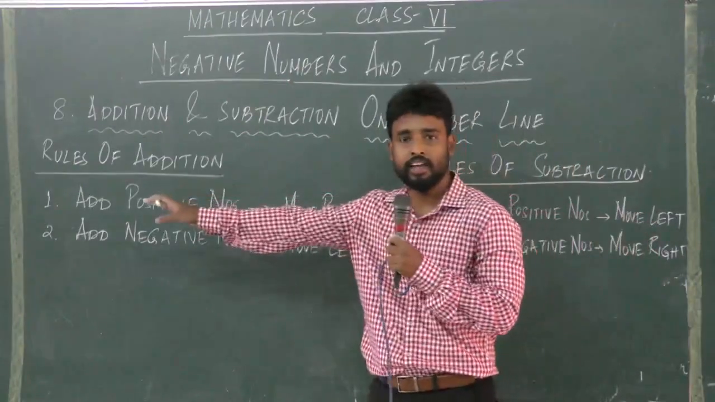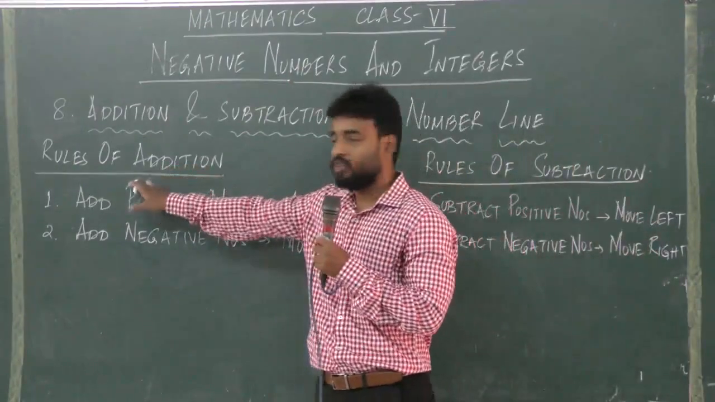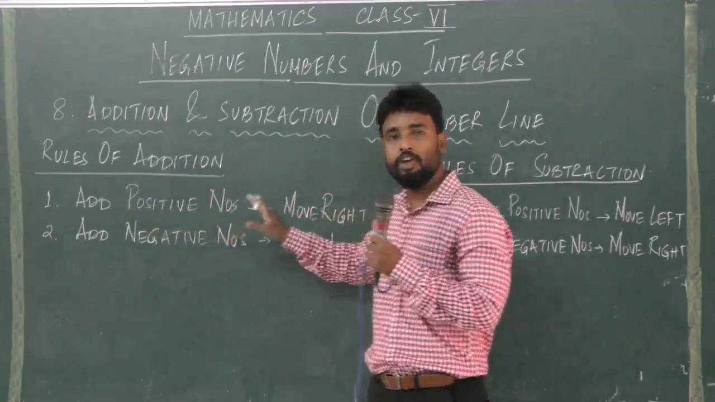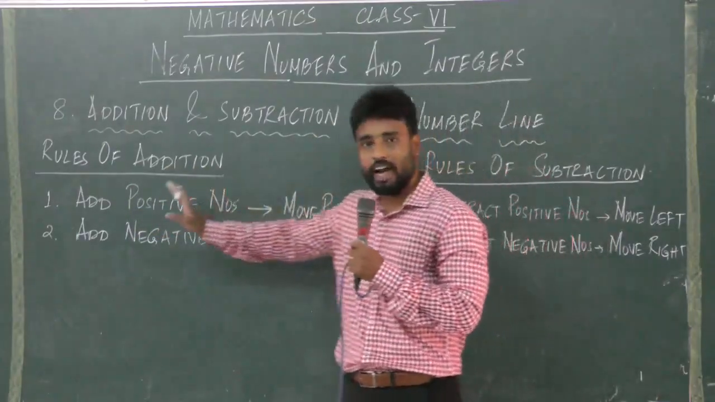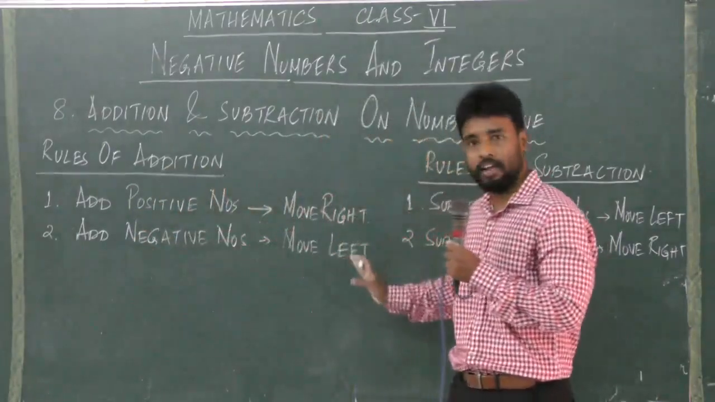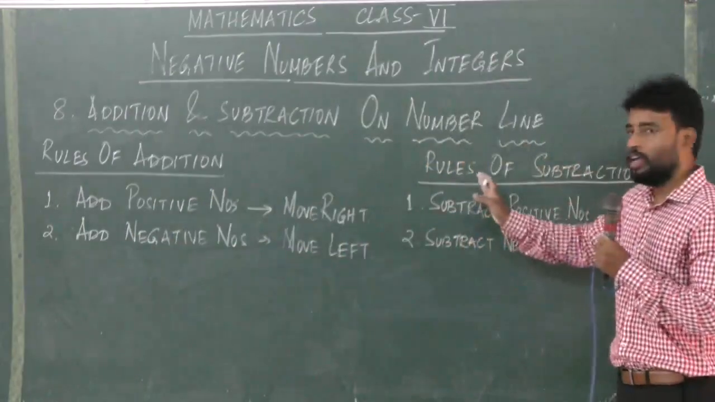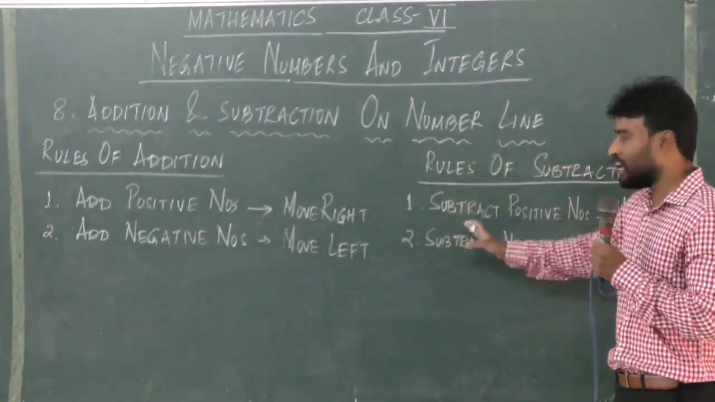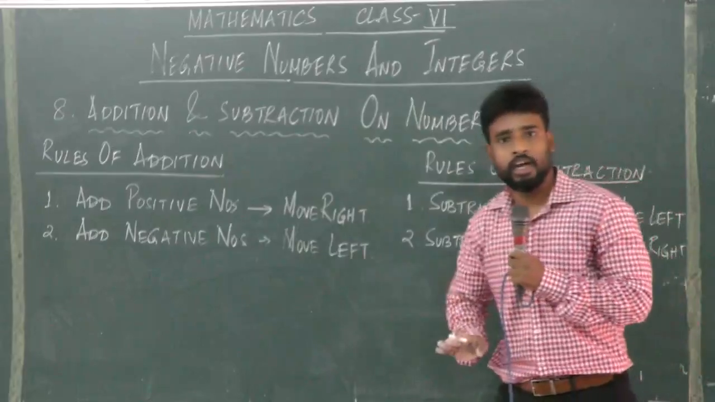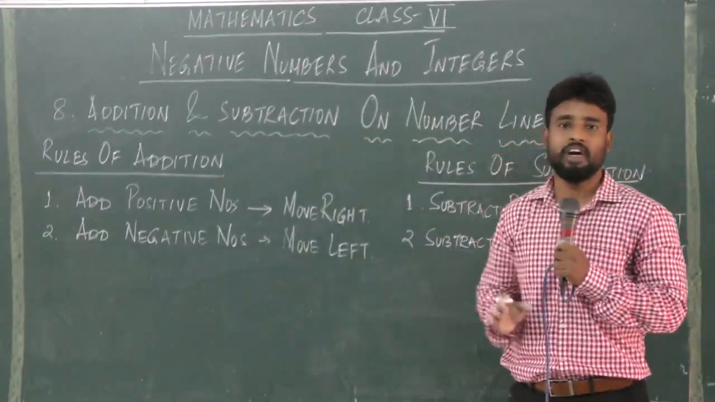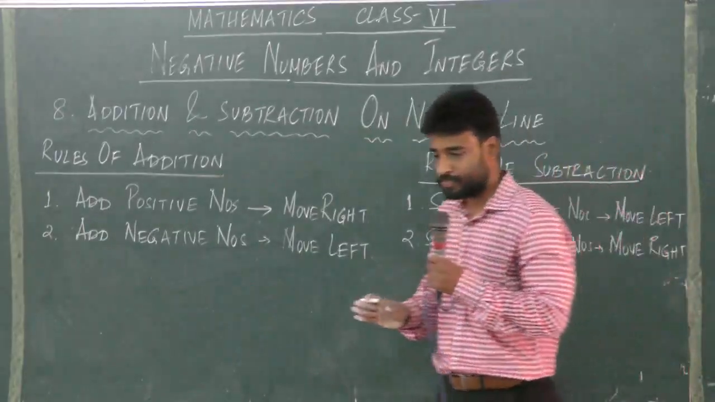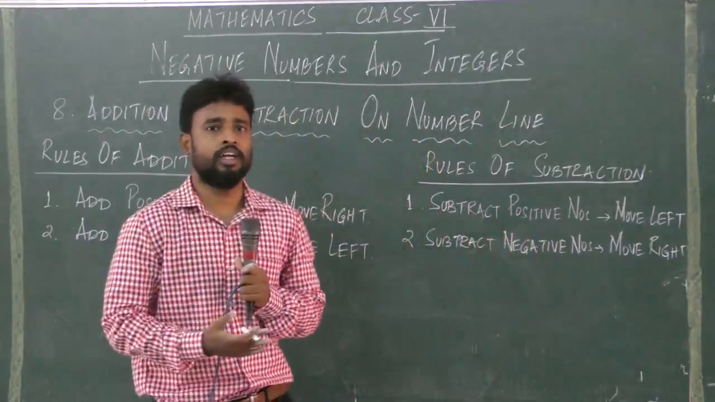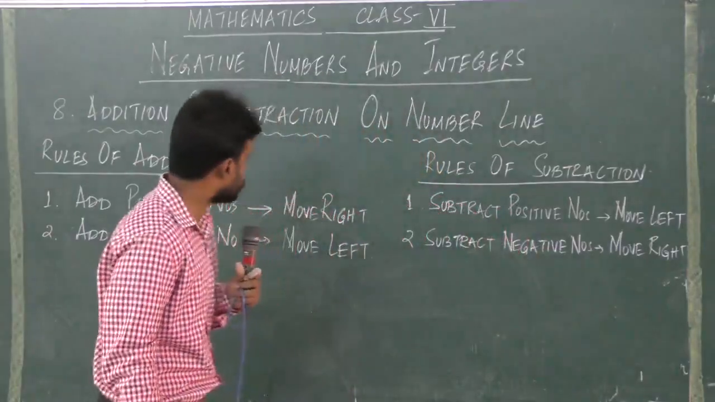Let me repeat it once again. In rules of addition, when we want to add positive numbers, we need to move to the right. When we want to add negative numbers, we'll move to the left. Similarly, in case of subtraction, when we want to subtract positive numbers, we'll move to the left, and when we want to subtract negative numbers, we'll move to the right. Let us make you understand with the help of an example.